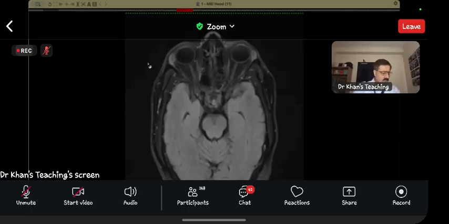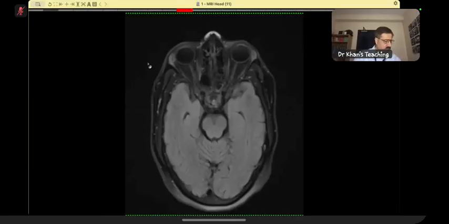So this case has an interesting history. A 68-year-old patient, 3 months ago, fell down and had a hematoma in the frontal region. That hematoma is not going down. They thought that it would resolve itself. Then the patient developed some pain and headache also.